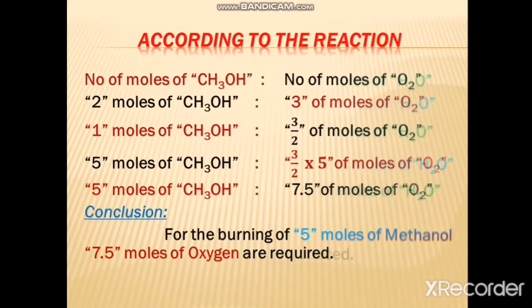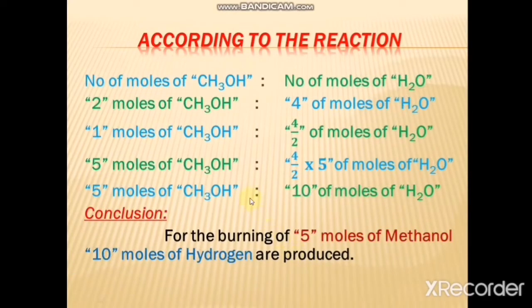Now compare the equation as before. Number of moles of methanol as compared to the number of moles of water. According to the equation, from the combustion of 2 moles of methanol, 4 moles of water are produced. Then from 1 mole of methanol, 4 by 2 moles of water are produced. This is the molar ratio or conversion factor.